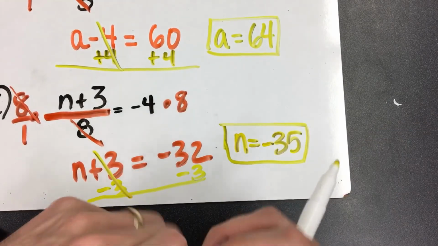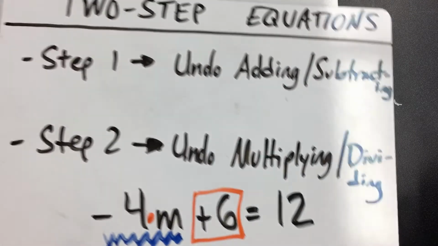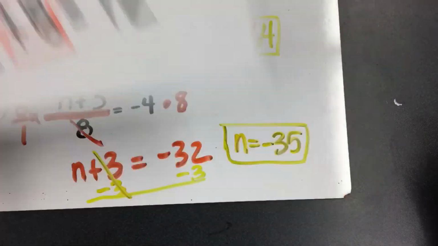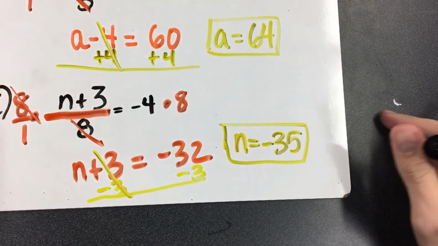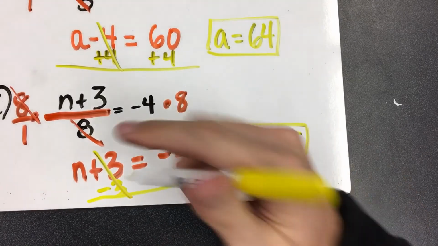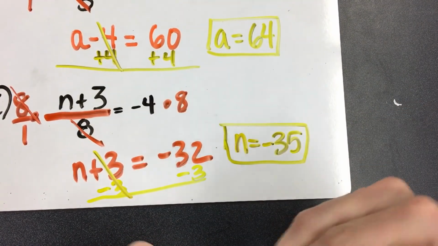So those are the only situations where I flip my steps, where I do the adding and subtracting last, and I do the multiplying and dividing first. The only time you do that is when the whole left-hand side or the whole right-hand side is a fraction, like the variable, it's one giant fraction where the variable is. That's the only time I'll do that.